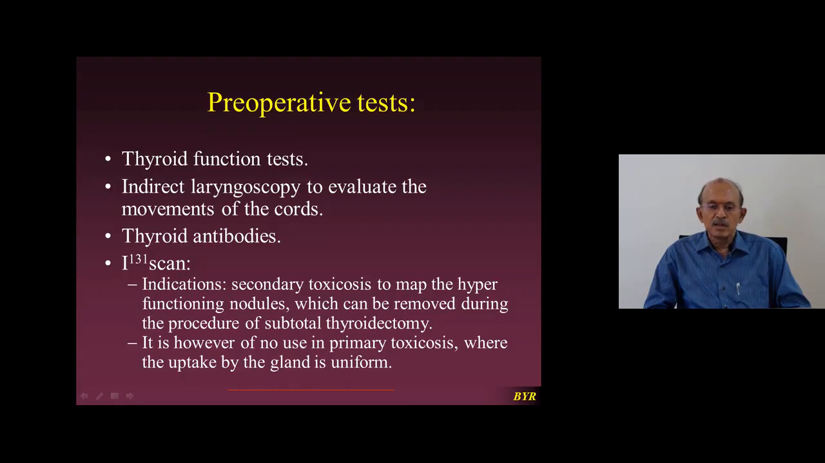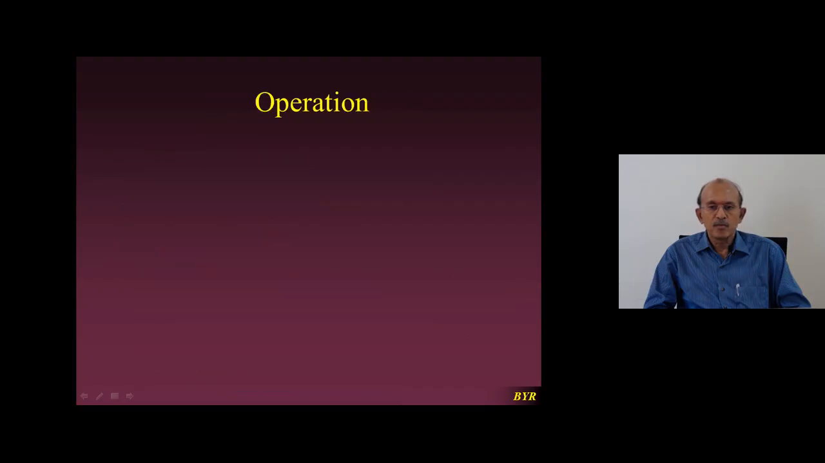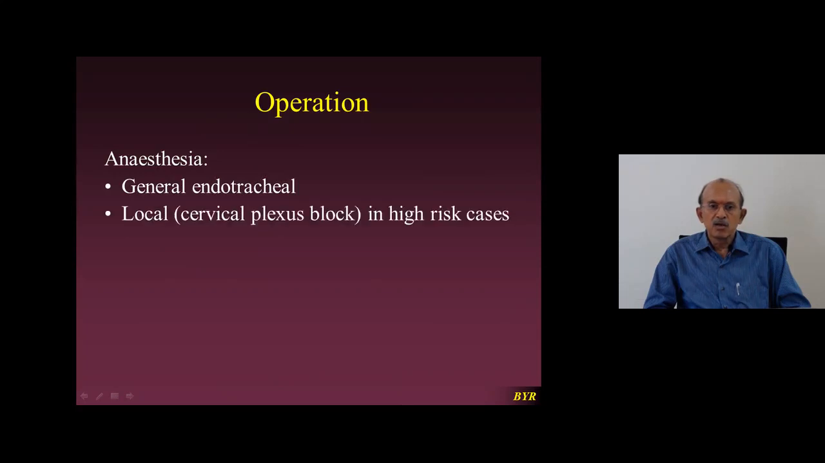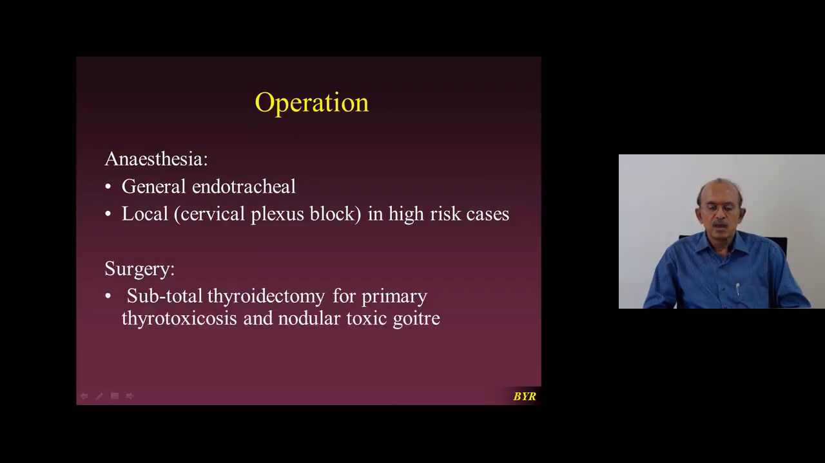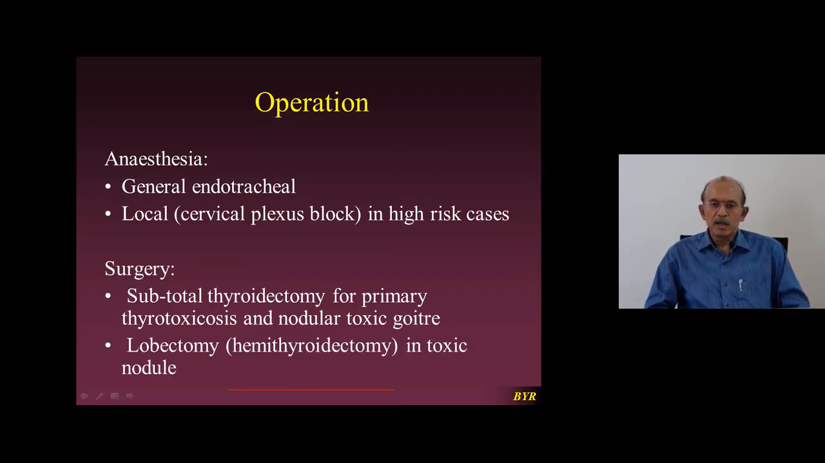It is of no use in primary thyrotoxicosis where the uptake by the gland is uniform. Operation procedure: you give general endotracheal anesthesia, or local anesthesia in high-risk cases. Surgery: subtotal thyroidectomy for primary thyrotoxicosis and nodular toxic goiter. Lobectomy, also called hemithyroidectomy, in toxic nodule.